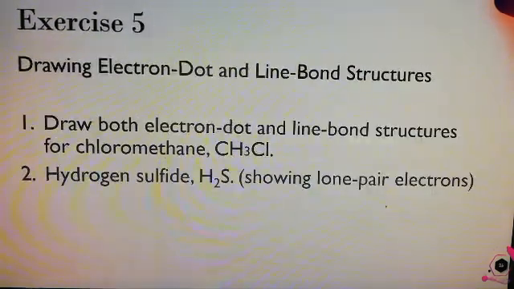Okay. So, in exercise number 5, draw the electron dot and line bond structures of chloromethane and hydrogen sulfide. And kung meron mang lone pair electrons, kailangan i-indicate yon. Okay.